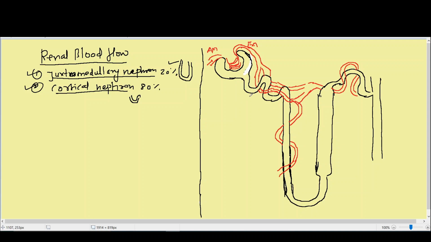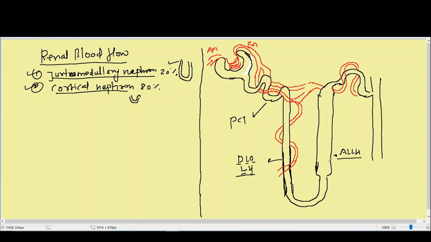So we will then mention the name. This particular portion is the PCT. Then this one is basically the descending limb of loop of Henle, and this one is the ascending limb of loop of Henle.